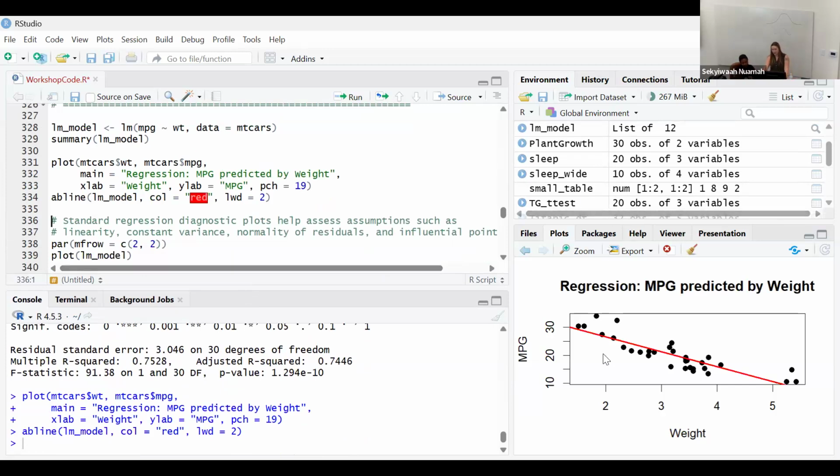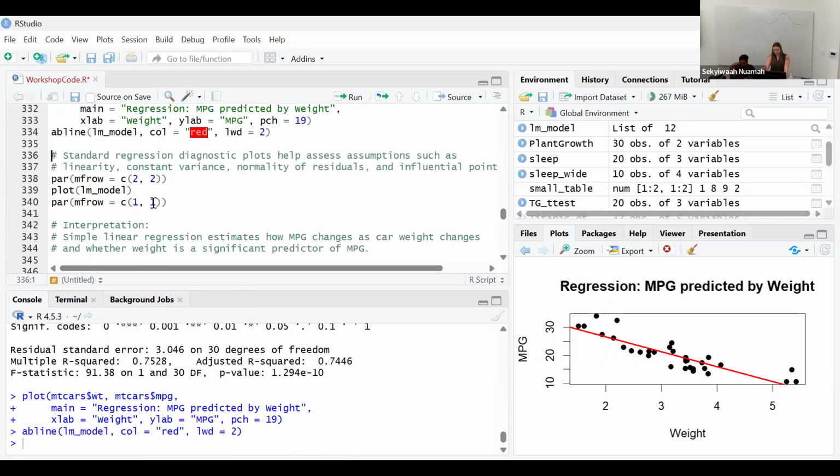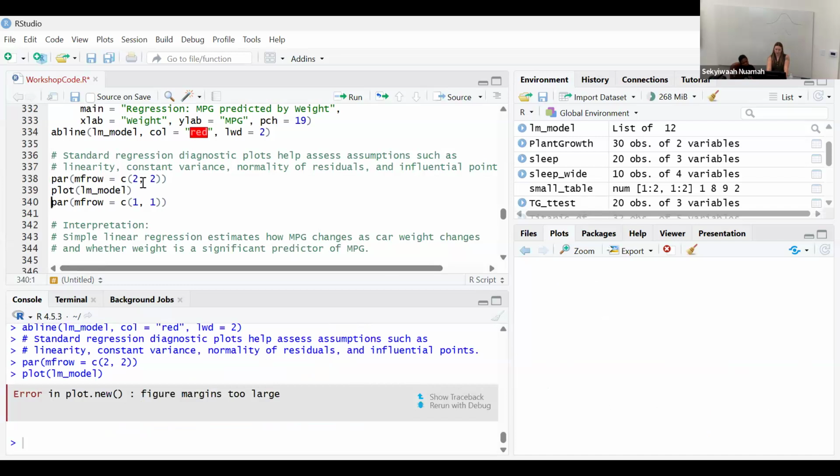So let's plot. Okay, so now we have our regression line on the data. Usually whenever you do linear regression, you have to check assumptions. There are 4 assumptions that you have to check.